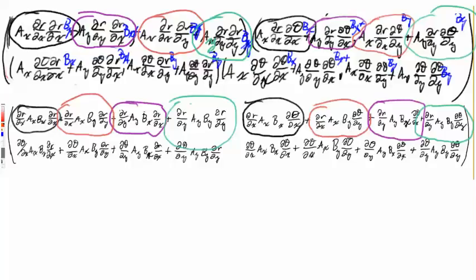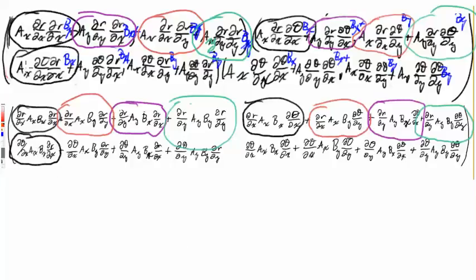A sub x, b sub y gives you a sub x, b sub y. Del r del x, del theta del y, del r del x, del theta del y. This one gives you a sub y, b sub x, matches with a sub y, b sub x. Del r del y, del theta del x, del r del y, del theta del x. This one matches up a sub y, b sub y with a sub y, b sub y. Del r del y, del theta del y, del r del y, del theta del y.